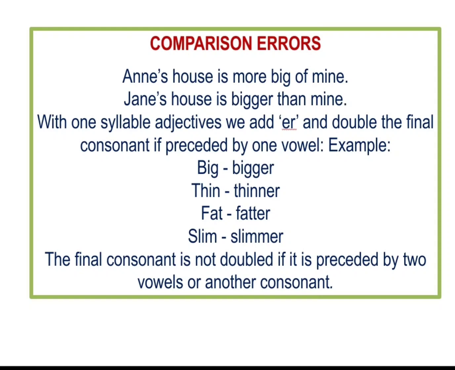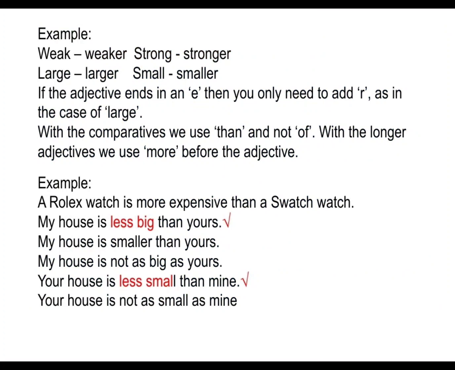The final consonant is not doubled if it is preceded by two vowels or another consonant. Example: weak, weaker; strong, stronger; large, larger; small, smaller. If the adjective already ends in an e, then you only need to add r, as in the case of large. With the comparative, we use "than" and not "of".